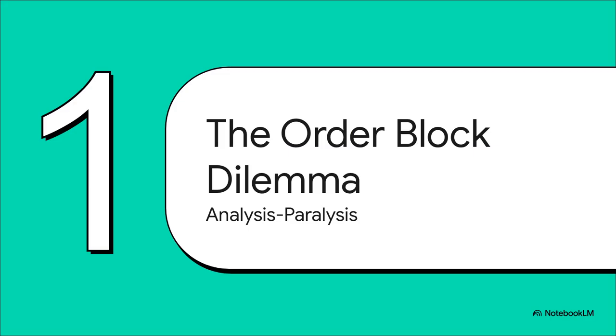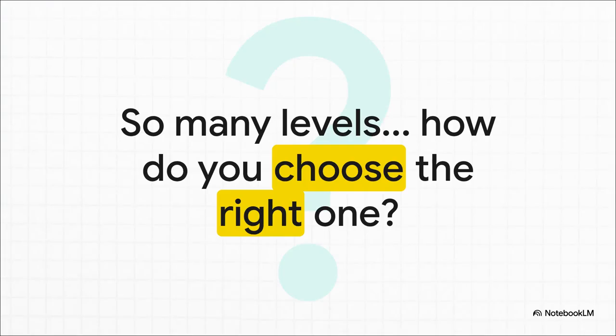First up, the order block dilemma. This is all about that feeling of being totally overwhelmed by too many options on the chart, leading to that dreaded analysis paralysis. And this is the million-dollar question, isn't it? When there's so much noise, how do you filter it all out? How do you focus only on the signals that smart money is actually paying attention to?